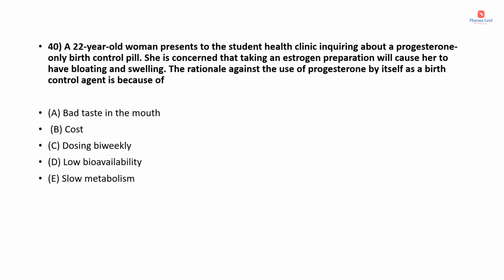Question number 40. A 22-year-old woman presents to the student health clinic inquiring about a progesterone-only birth control pill. She is concerned that taking an estrogen preparation will cause her to have bloating and swelling. The rationale against the use of progesterone by itself as a birth control agent is because of. The options are: bad taste in the mouth, cost, dosing bi-weekly, low bioavailability, slow metabolism. Here the correct answer is option D, that is low bioavailability.